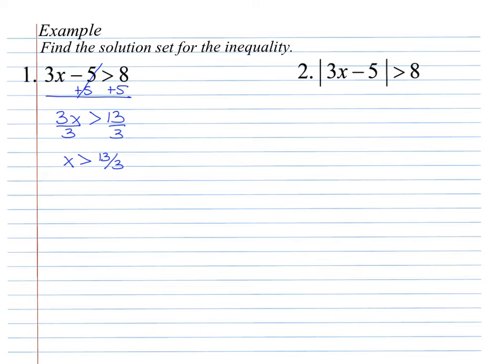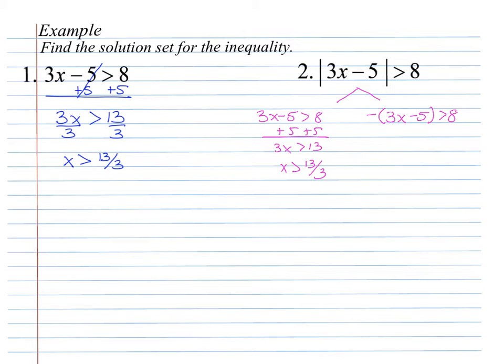Okay, the next question is the absolute value of 3x minus 5 is greater than 8. When you have an absolute value, you split it up into two parts. You have your positive part, which is 3x minus 5 is greater than 8. And you have your negative part, which means you multiply whatever's inside your absolute value times negative. If I solve this one, it's just going to be plus 5, just like we did on the previous one, and you get 3x is greater than 13. Divide both sides by 3, and you already know it's going to be x is greater than 13/3, just like in the previous problem.